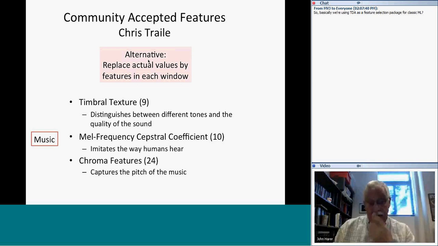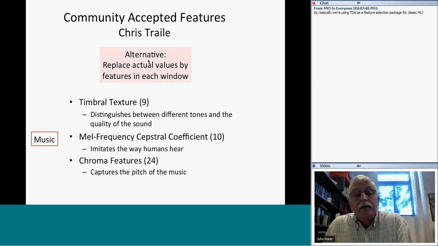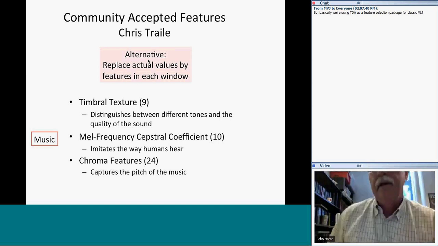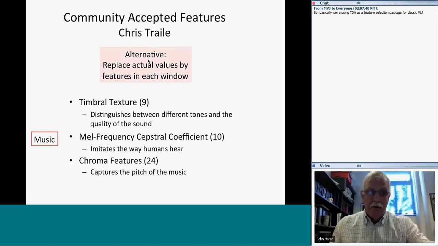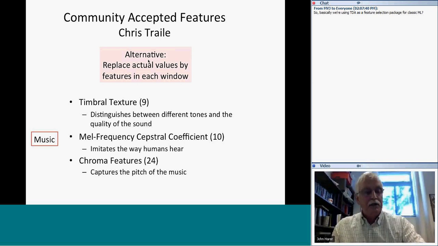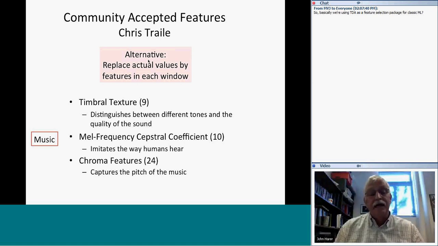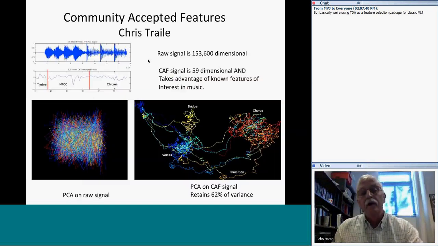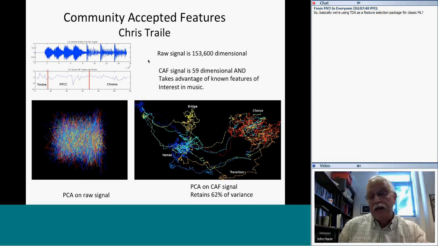So what you end up with is a different representation of the signal, and you have two advantages. One is typically you end up with a smaller dimensional signal, and secondly, you don't throw away what everybody else knows about how to capture important characteristics of whatever data you're studying. So I think it's a really critical idea. There's a third part, which is when you figure something out, you can explain it to people, because too often we come up with things and then we can't explain them to the users or the people in the community. So here's an example of what Chris did in one case.